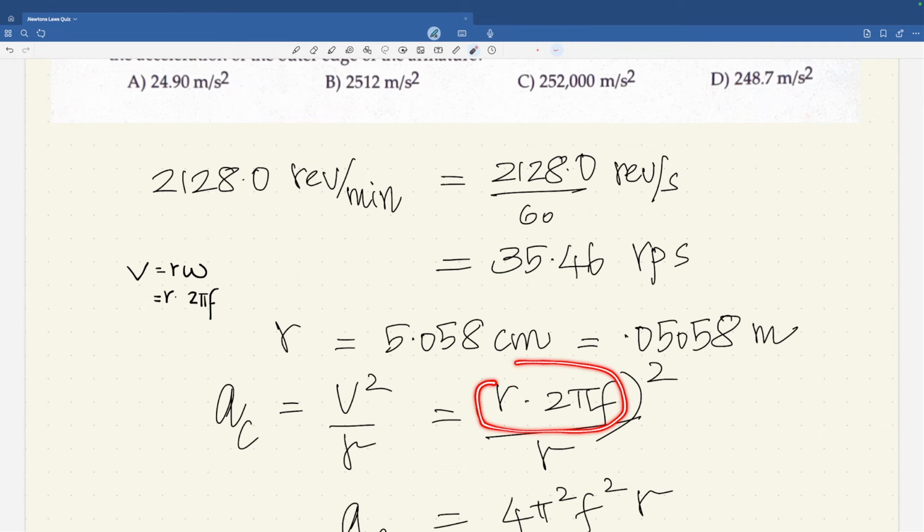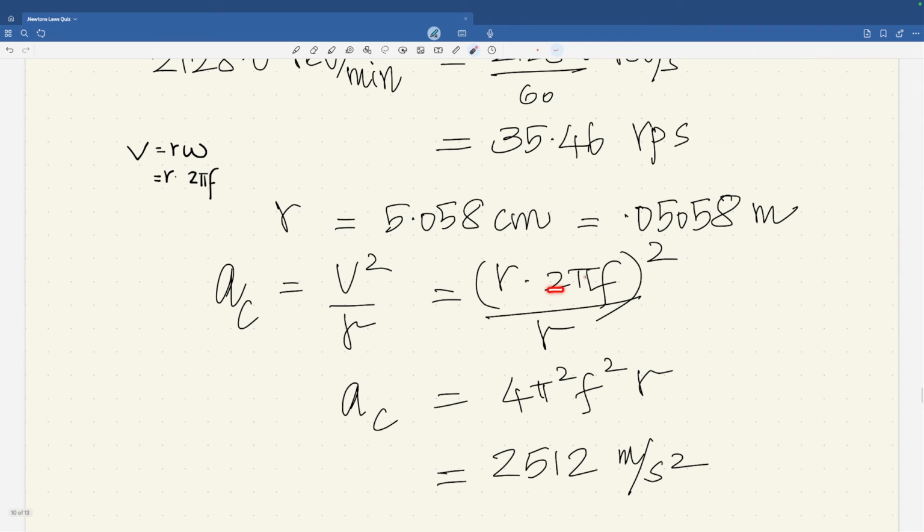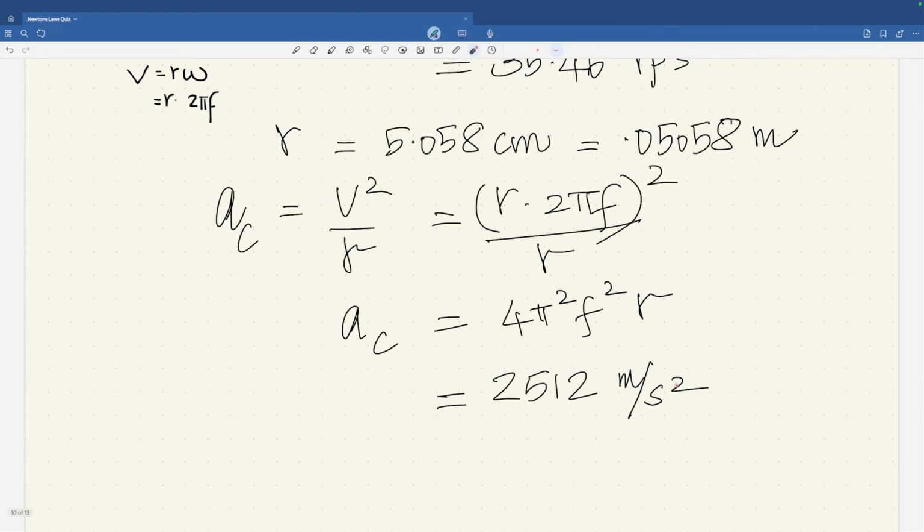R times 2 pi f, but it has a square, so there is a square there. And then divide by r. Remember, you got to square all of these terms, and you're going to get r squared and on top r in the numerator. So one of the r's gets cancelled. Then this becomes 4 pi squared f squared r. So that's what I've done, and plug everything in. You get the acceleration as 2,512 meter per second squared.